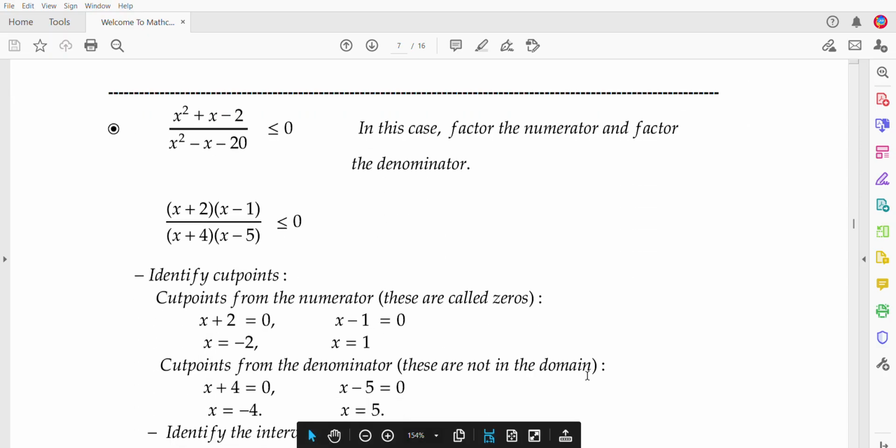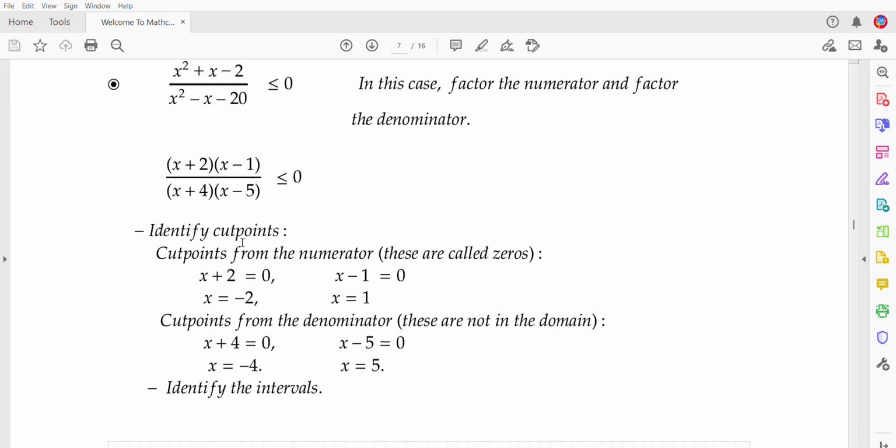Now here is a different type of question. You have a numerator and you have a denominator. Denominators are always tricky. This fraction has to be less than or equal to 0. Let's start with the same idea. Factor the numerator, factor the denominator. The numerator factors as x plus 2 times x minus 1. The denominator factors as x plus 4 times x minus 5.